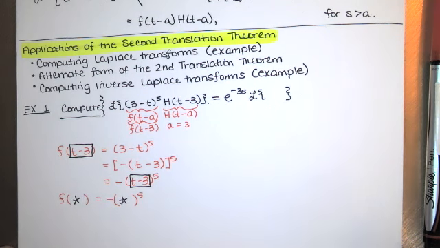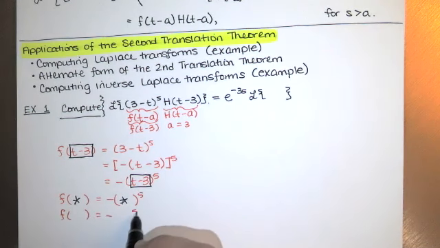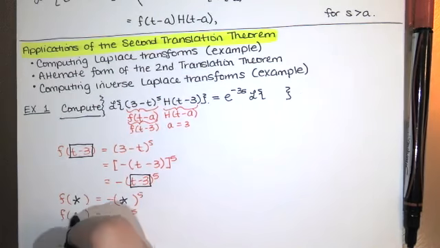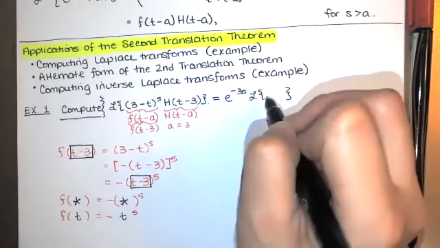Well, rather than putting this little star here as a symbol for the input, star is not in the domain, obviously, it's not a number. We're going to put a t there for our input. So if f(t minus 3) is negative 1 times the quantity (t minus 3) to the 5th, then f(t) is negative t to the fifth, and that would go right here.